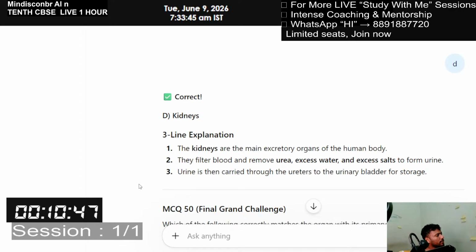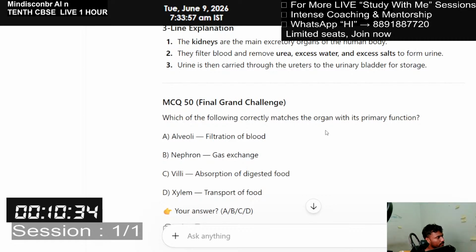The kidneys are the main excretory organs of the human body. They filter blood and remove urea, excess water, and excess salts to form urine. Urine is then carried through the ureters to the urinary bladder for storage.